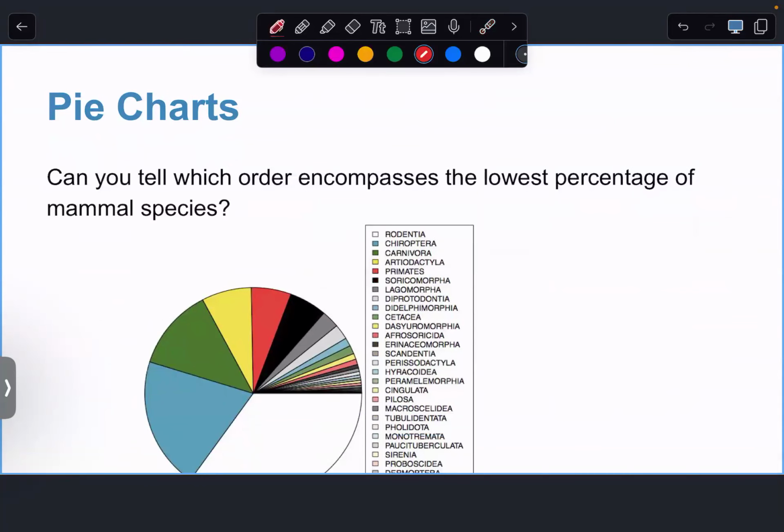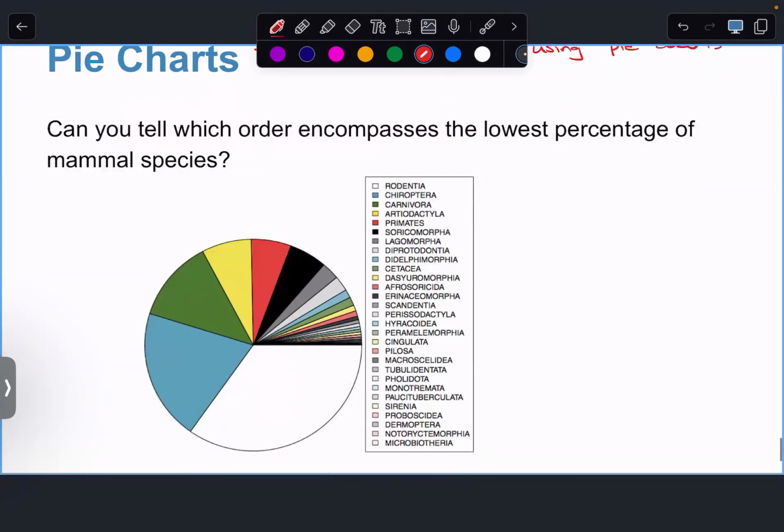Pie charts. We never use pie charts. It's tempting, I know, but pie charts are a way that we can visualize categorical data, but it's not very useful. And so we should avoid using pie charts.